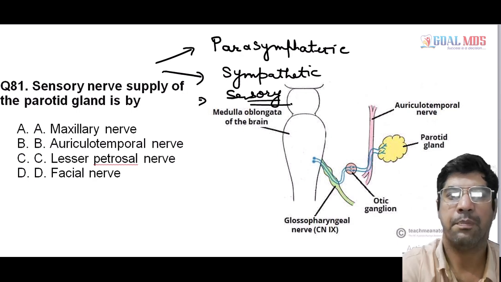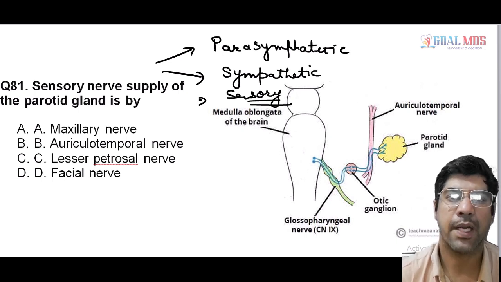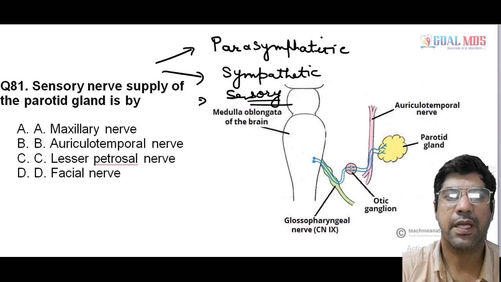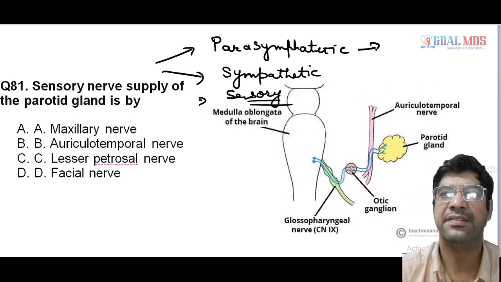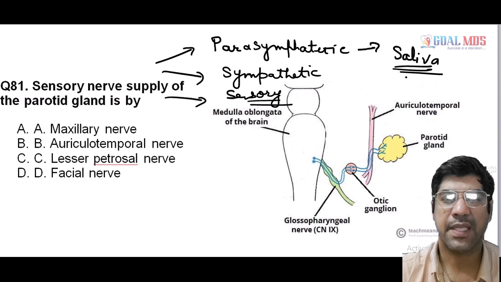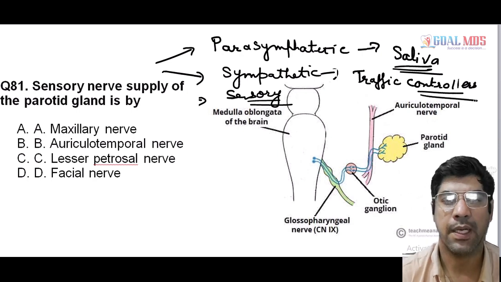Now the parasympathetic nerves, they are the secret agents. Think of these nerves as a start button for your parotid gland for parotid juice production. So when you eat, your brain sends a signal to these nerves to tell the gland to release saliva. Whereas the sympathetic nerves are like traffic controllers for the blood vessels around your parotid gland.